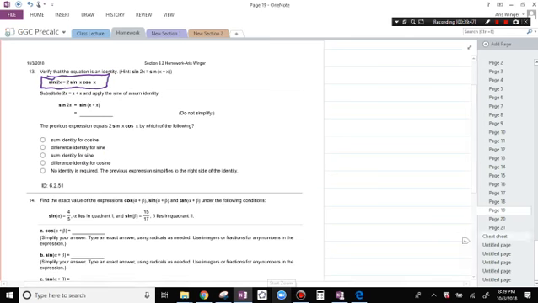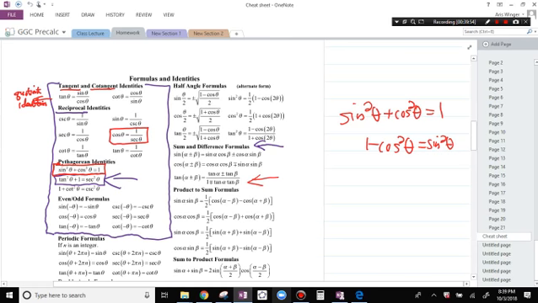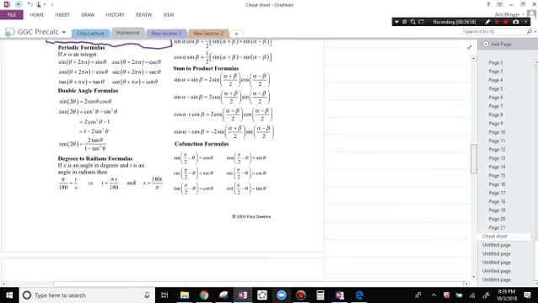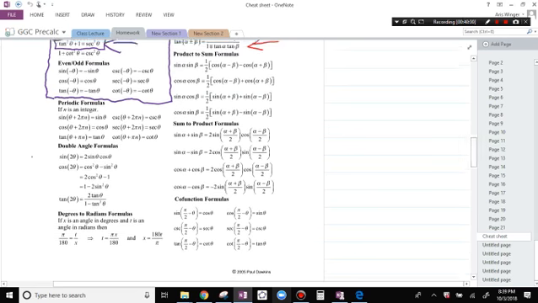Cheat sheet. The cheat sheet on this page? Yeah, right under 24. Yeah, cheat sheet. Sine of 2x, where are you? Sine of 2x. There it is. Sine of 2x is 2 sine x cosine x. All right.